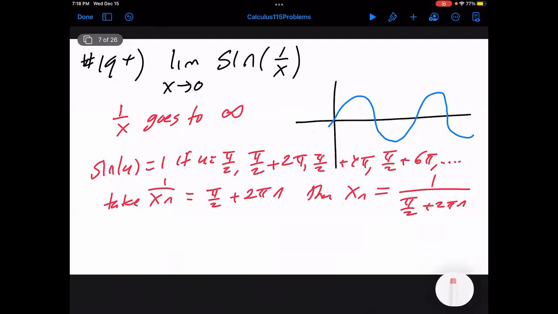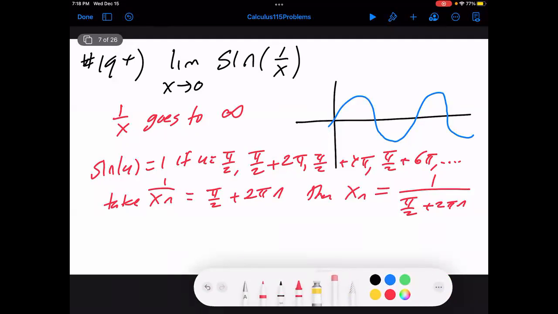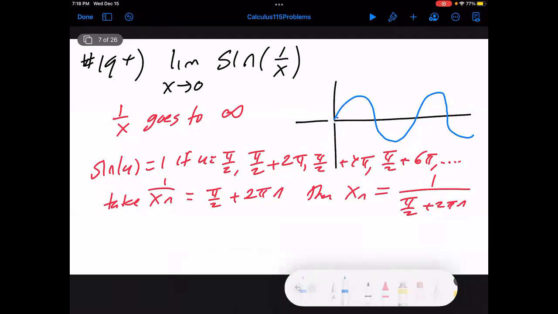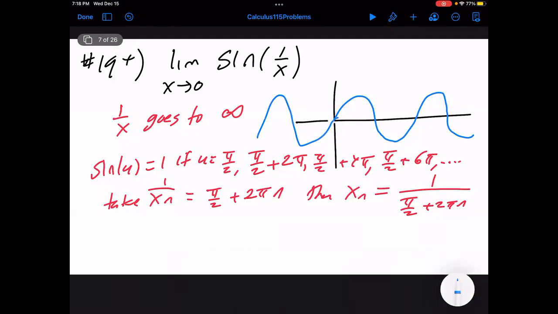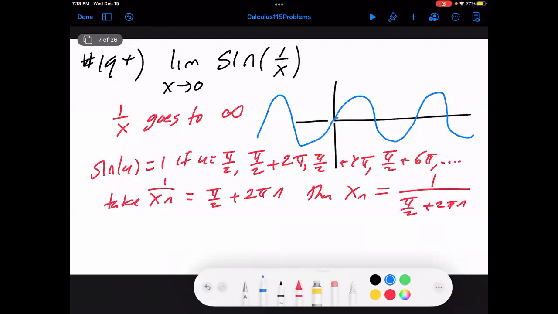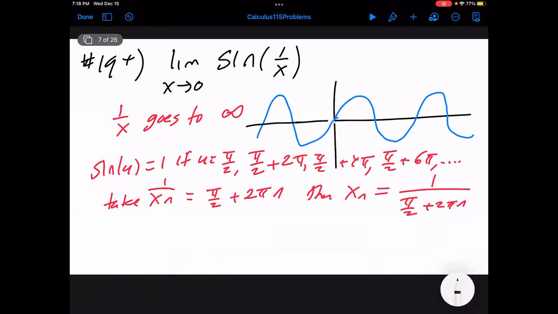As you go further and further down, you're just going to get more and more copies of it. And so if we want to look at what happens as 1 over x goes to infinity, or equivalently as x goes to 0, we don't expect the limit to exist.